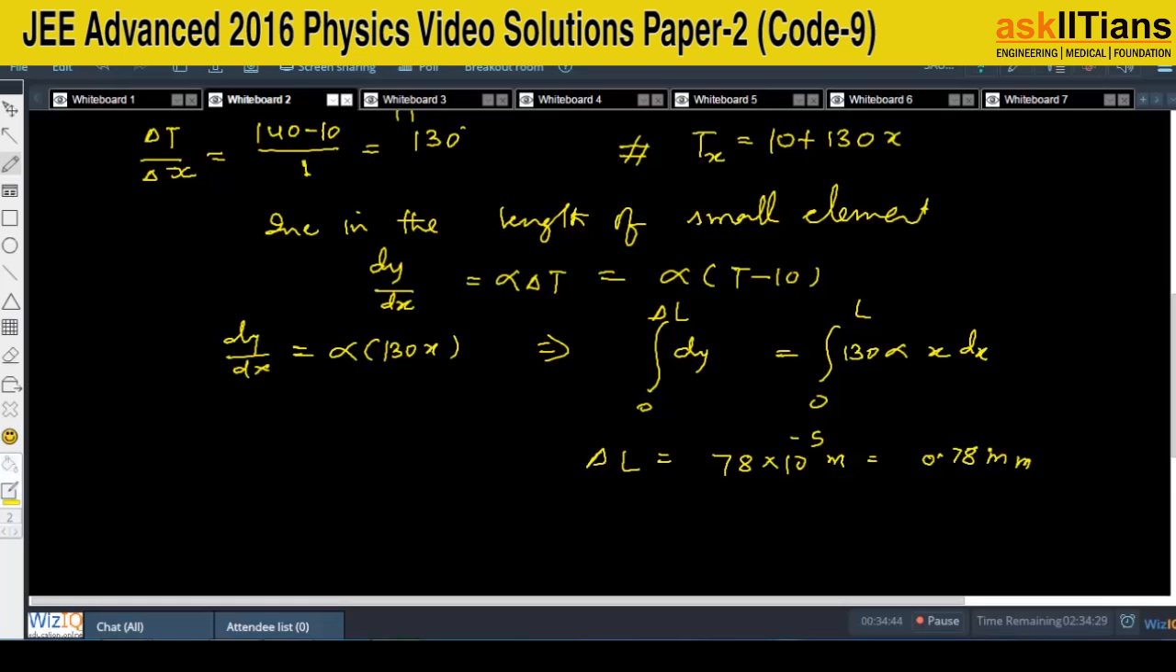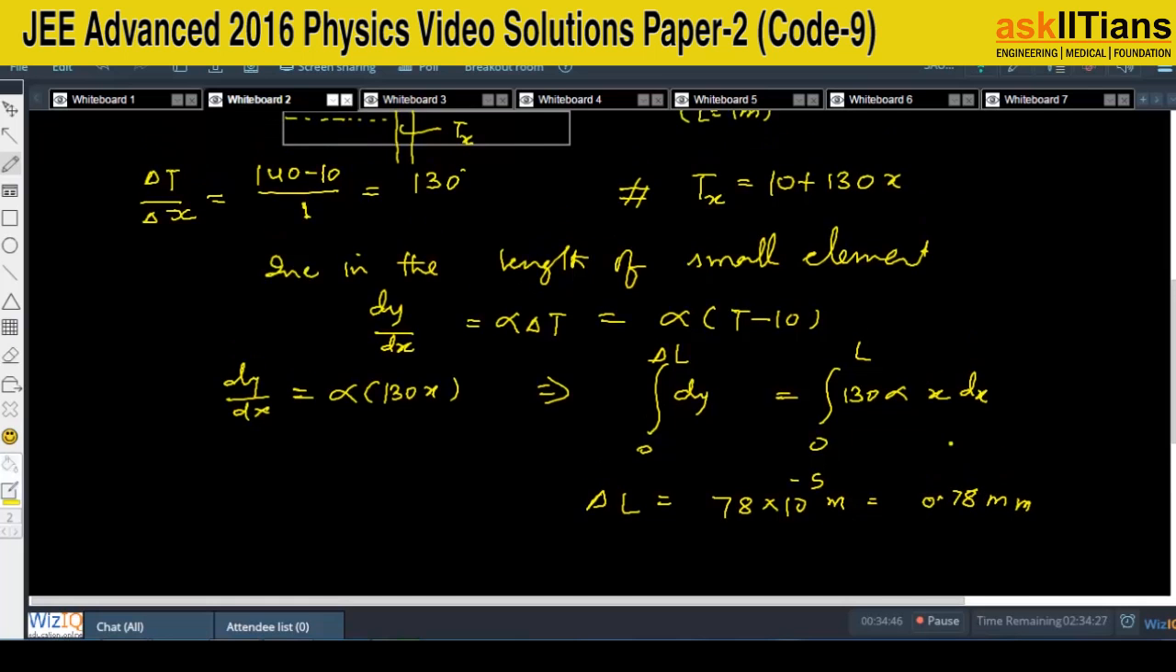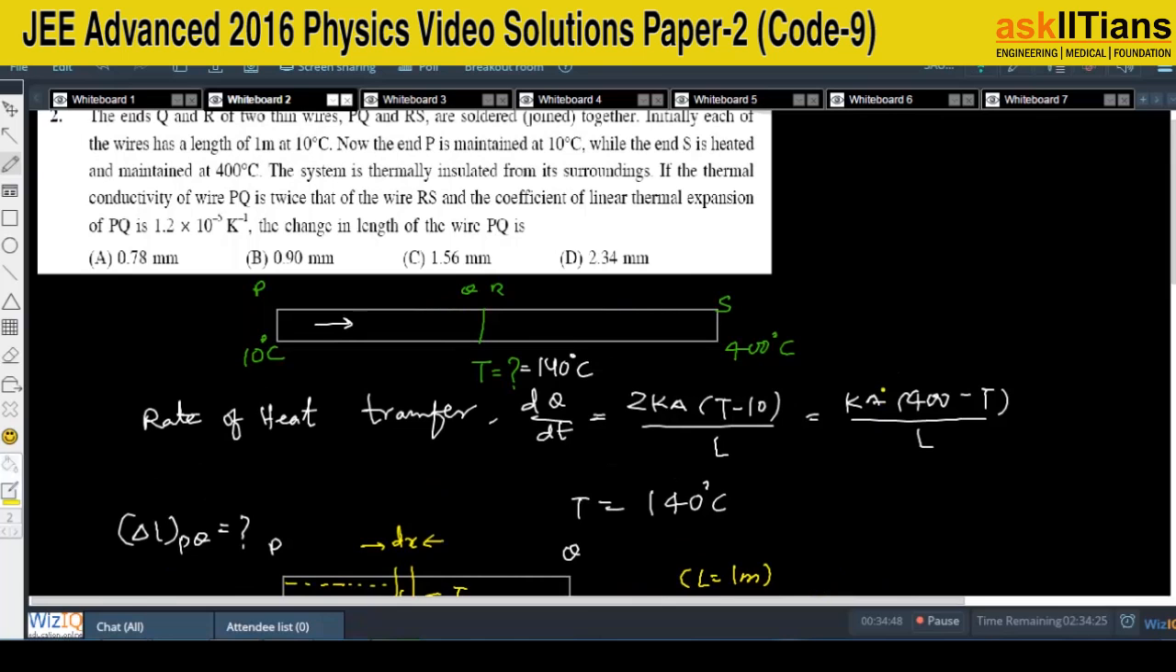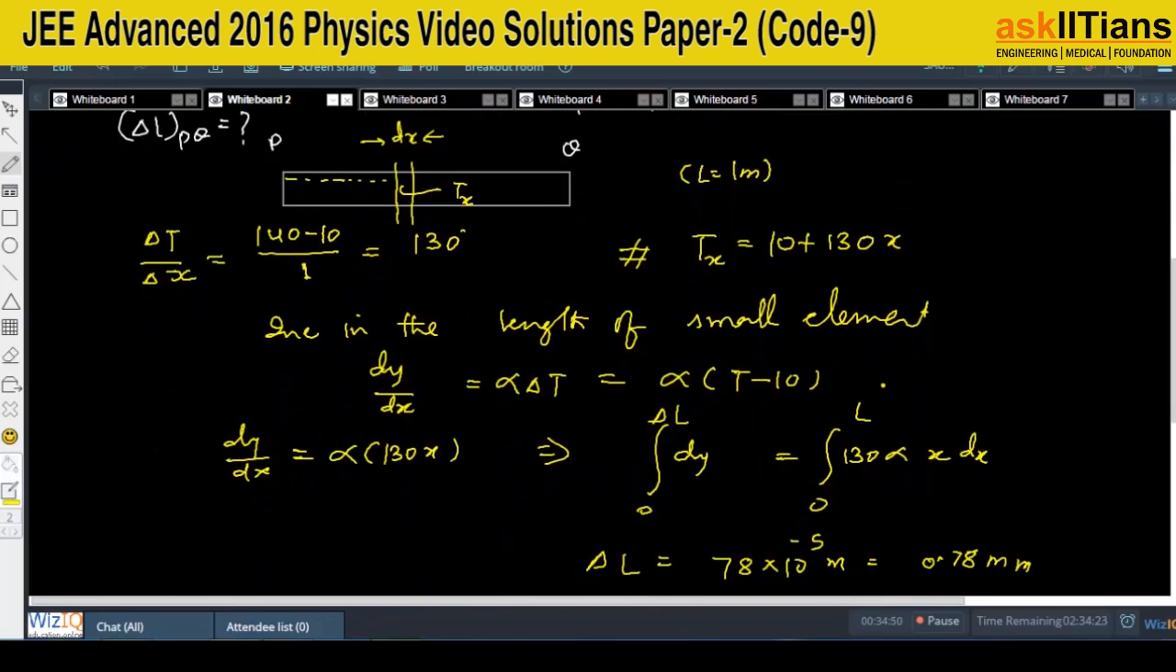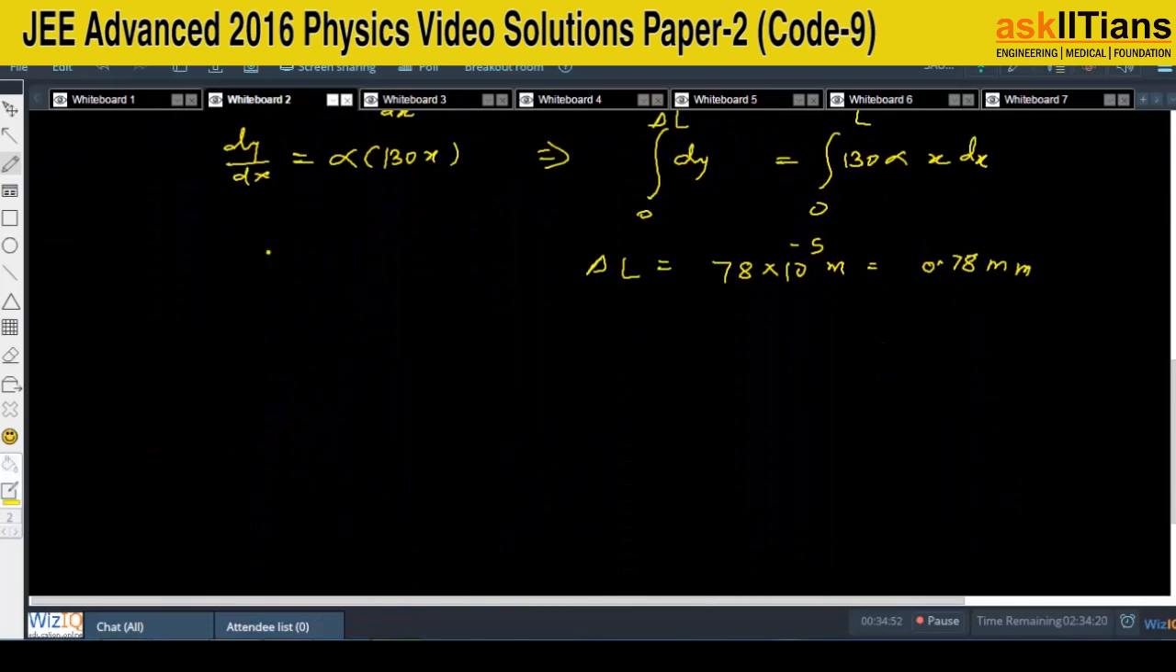Hence, in this part, we can say option A is correct. So option A is the correct choice. In this question we used the concept of the law of thermal expansion, and we calculated the temperature at any point. So we use this concept and get the answer A as the correct choice. Now we will take the third question.